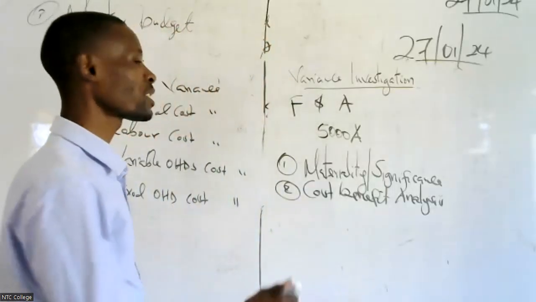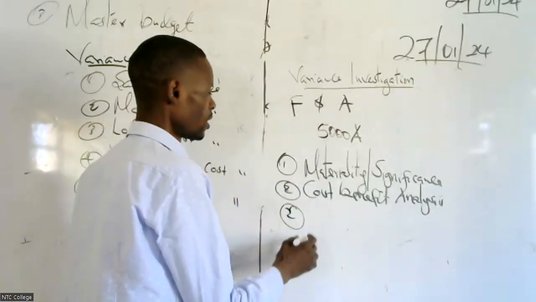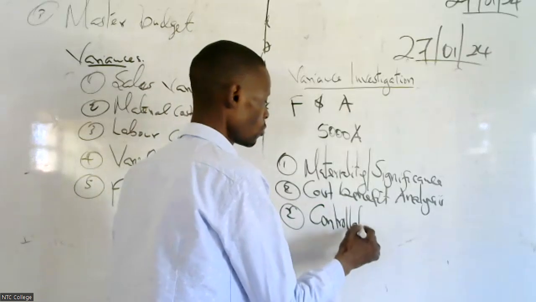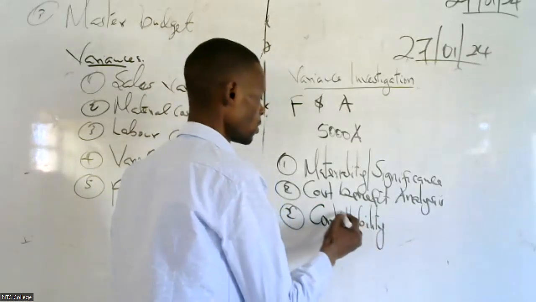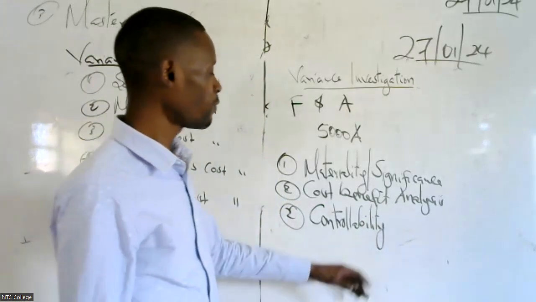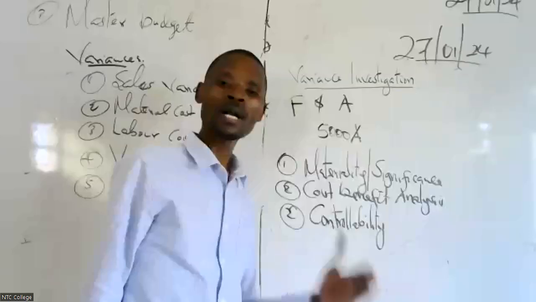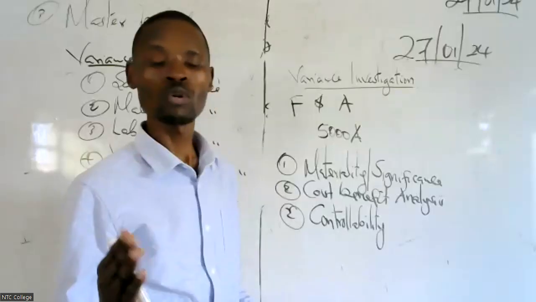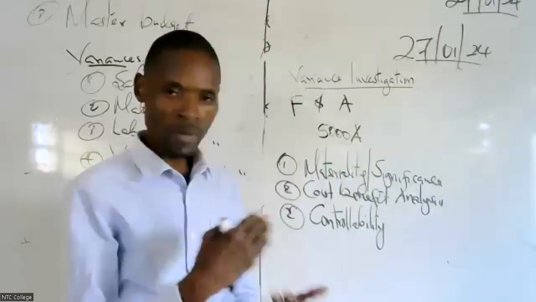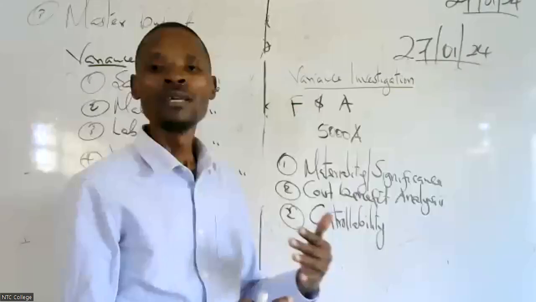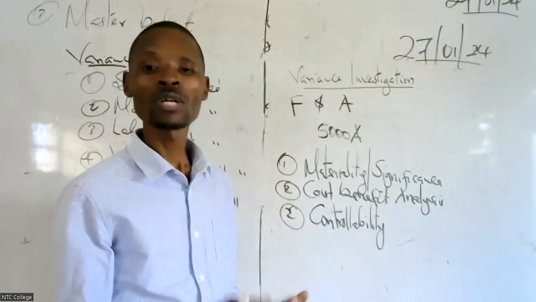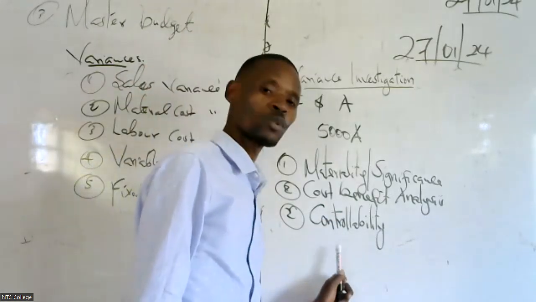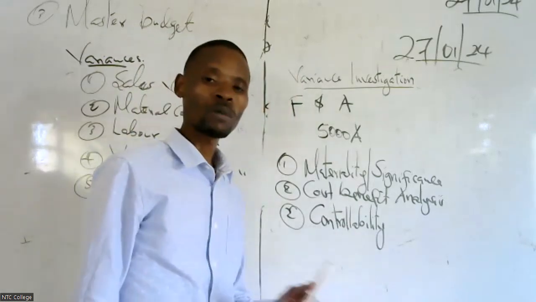Good. Another factor is controllability. If a variance has occurred and it is beyond your control, for example, the prices of crude oil, the decision maker cannot start investigating the variance because he does not have control over that particular aspect. So therefore, you need also to measure controllability.